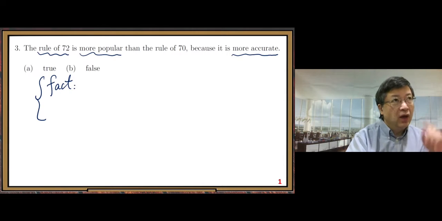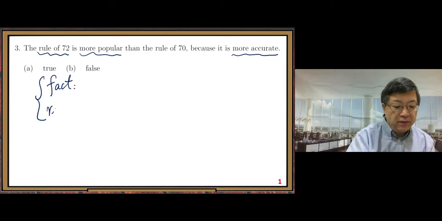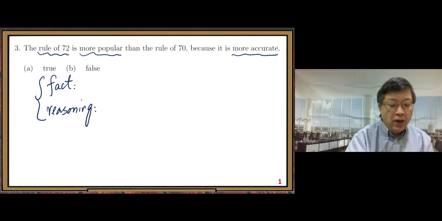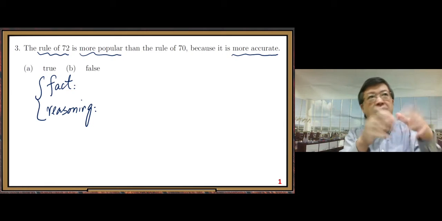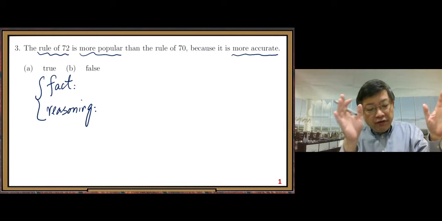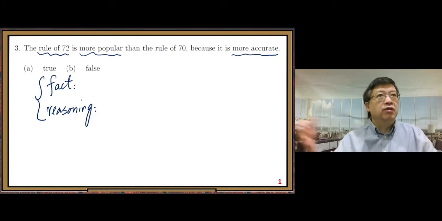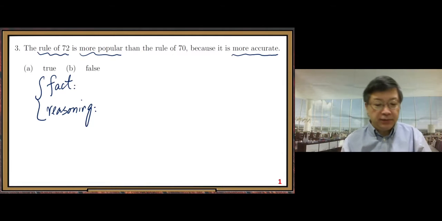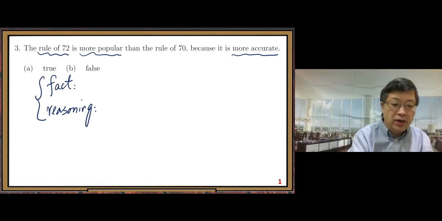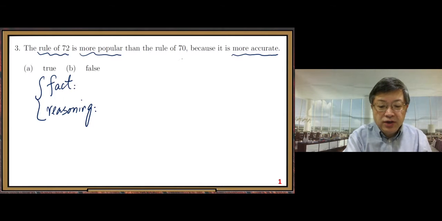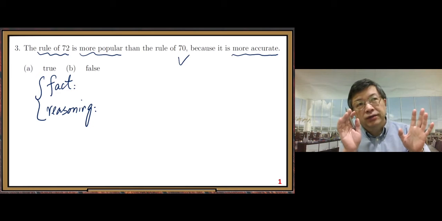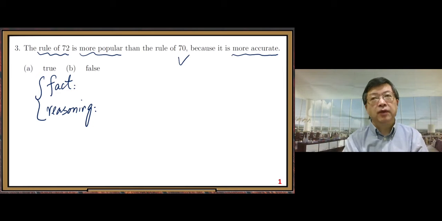Second, reasoning. If any part is wrong, the whole statement is wrong. If the fact is wrong, the whole statement is wrong. If reasoning is wrong, the whole statement is wrong. Okay? All right. First, the fact part. Rule of 72 is more popular than rule of 70. Is this correct or not? This is the fact part.